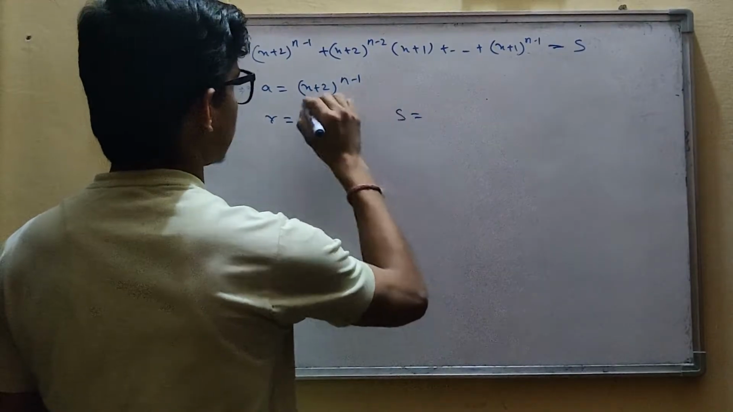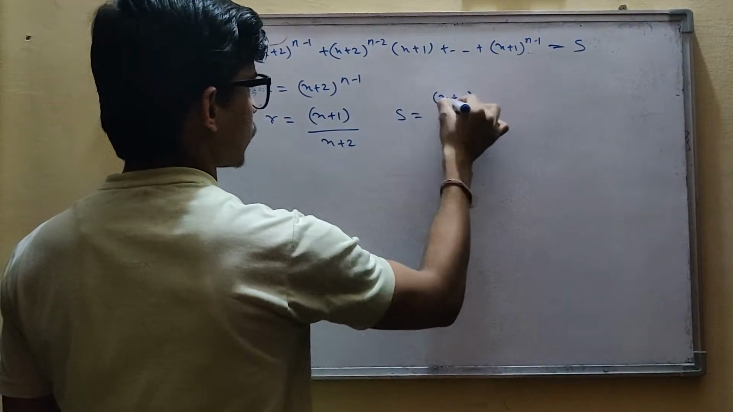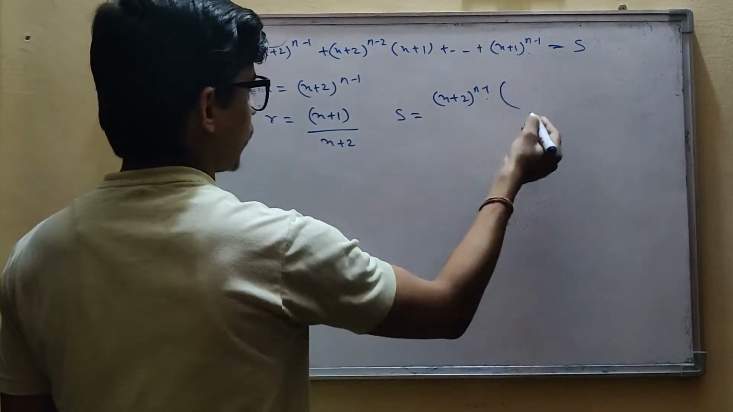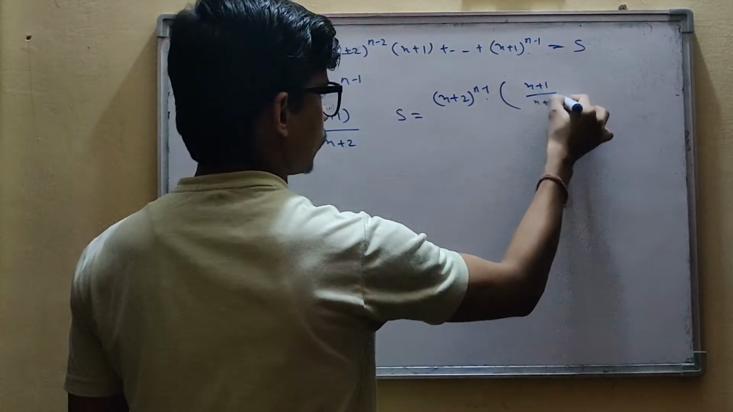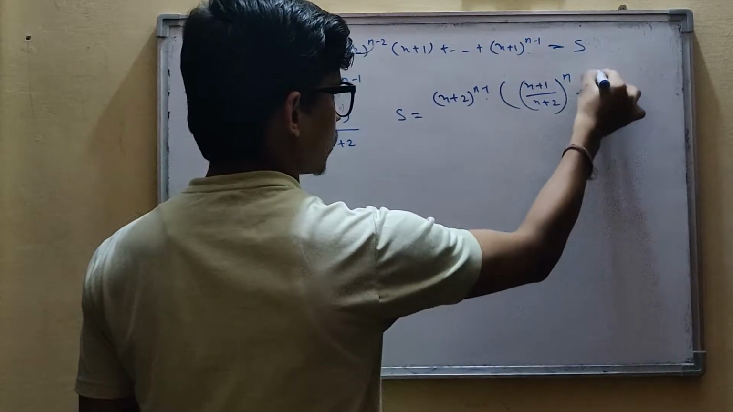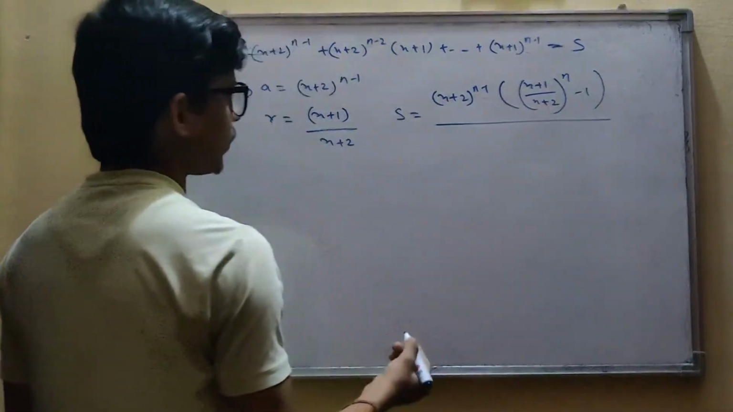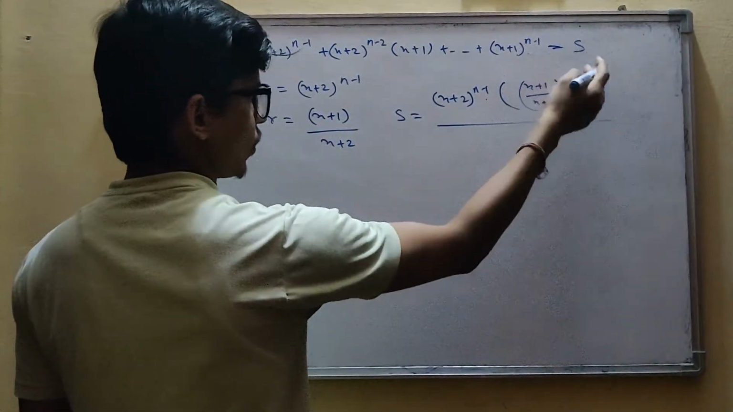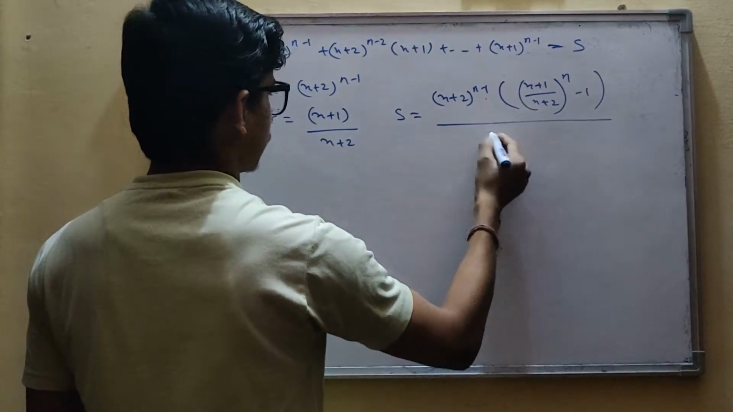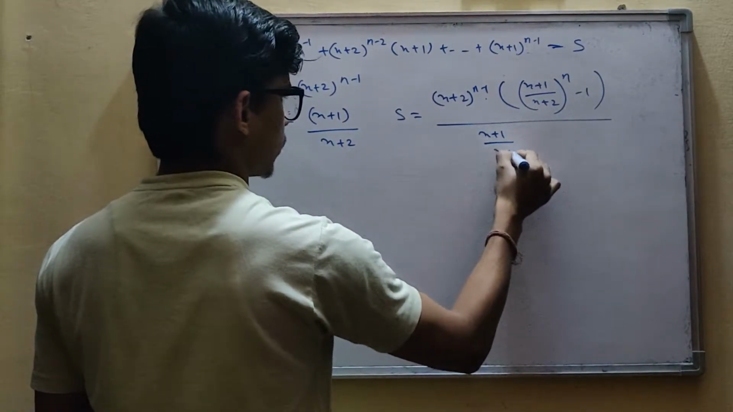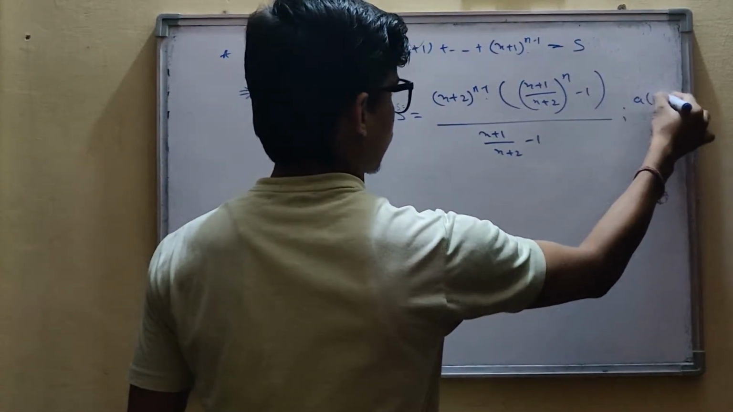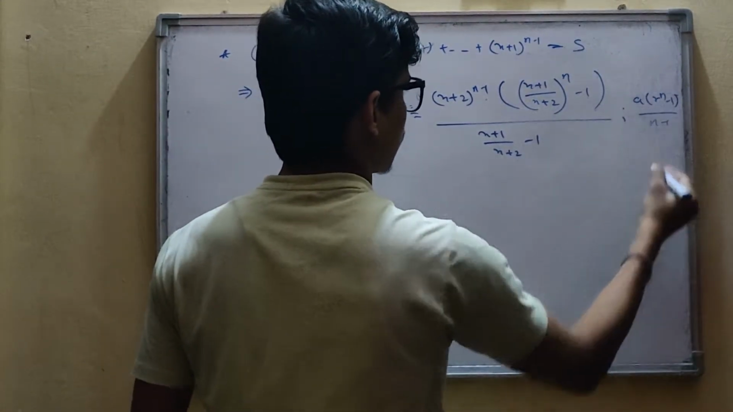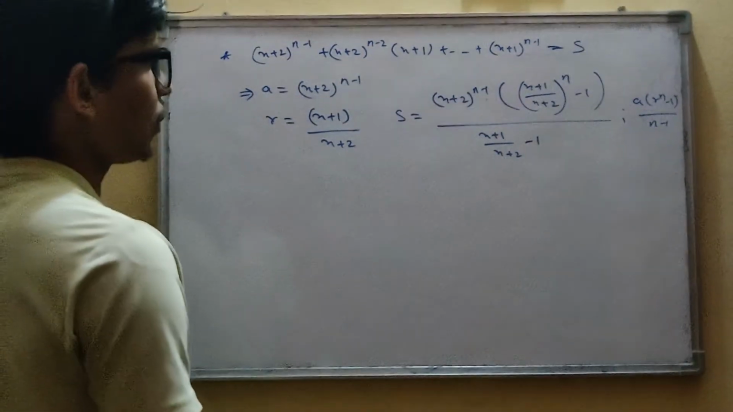this. The first term is (x plus 2) to the power n minus 1, times r to the power n minus 1 upon r minus 1. So what is r? R is (x plus 1) upon (x plus 2), so r minus 1 is (x plus 1) upon (x plus 2) minus 1. You know the formula a times r to the power n minus 1 upon r minus 1. Okay, then how will you know how many terms are there?